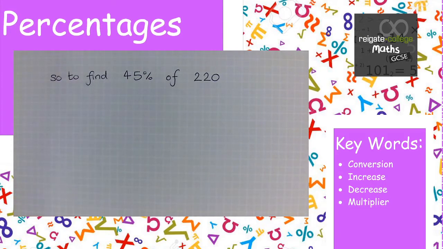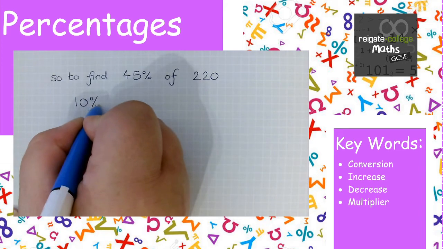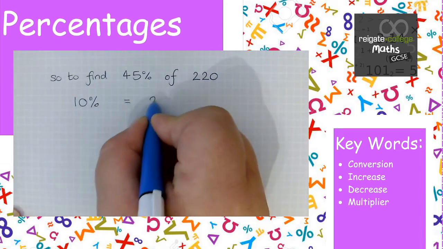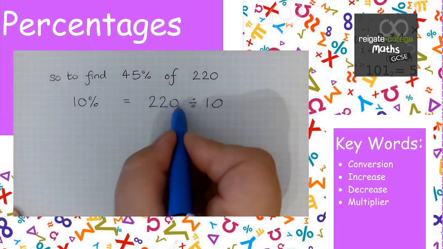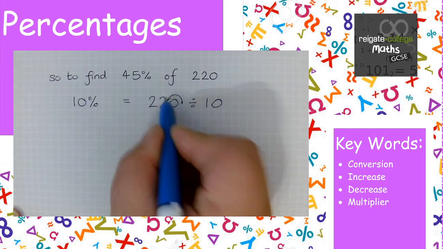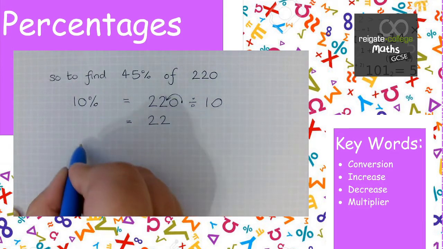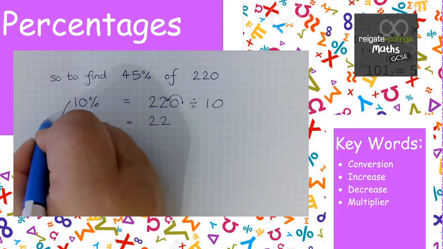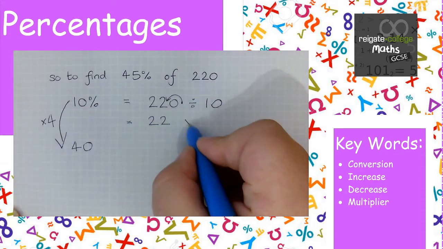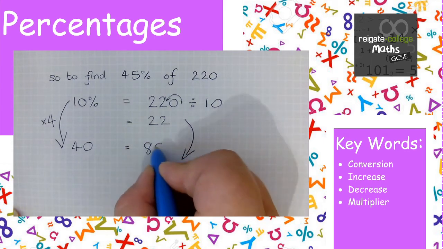So I'm now going to work through how I might find 45% of 220. I first of all establish what 10% is. 220 divided by 10. Put my decimal point in and move it one space to the left. 10% is 22. 40% is a multiplier of 4. I multiply my amount by 4 and I get 88.